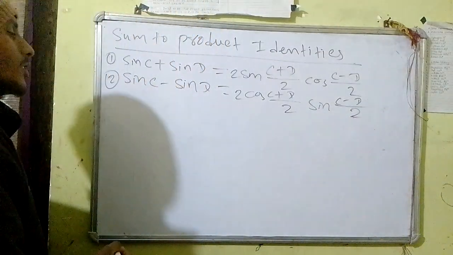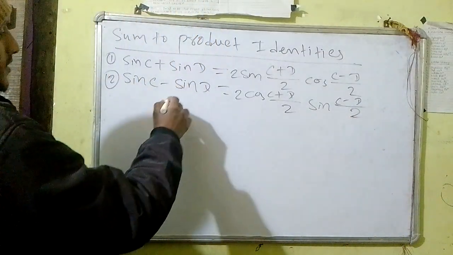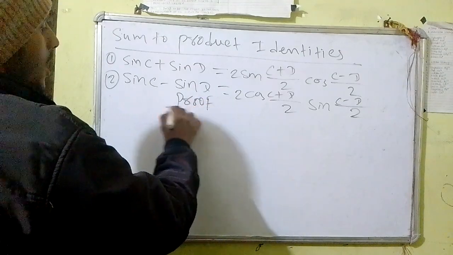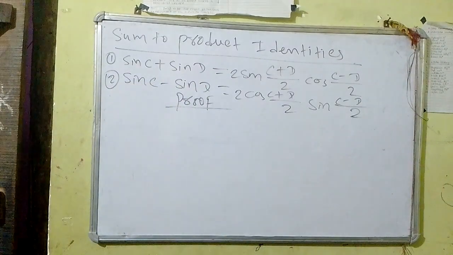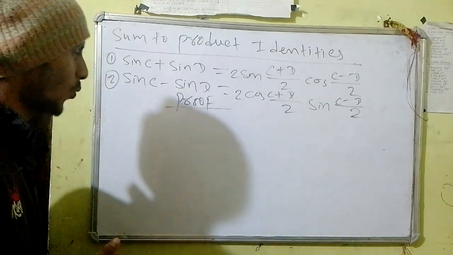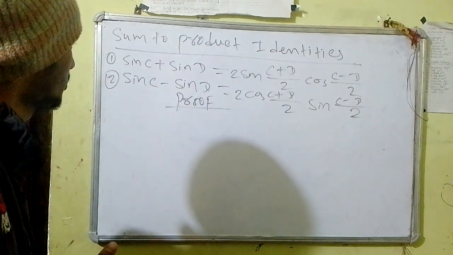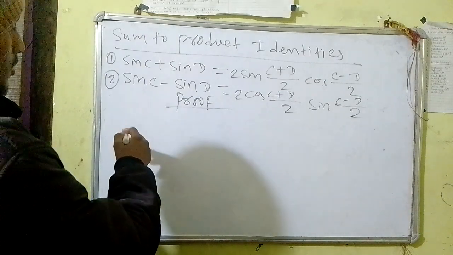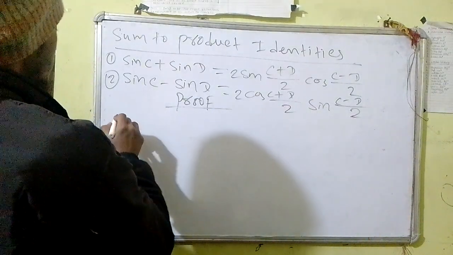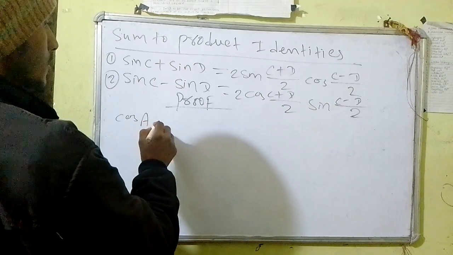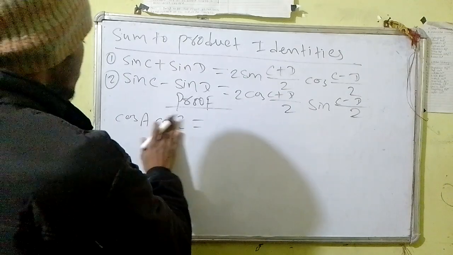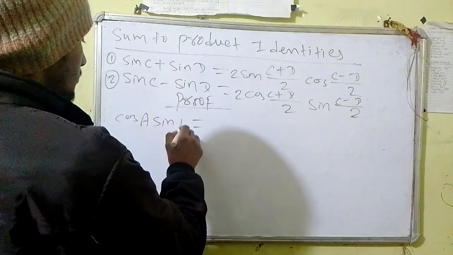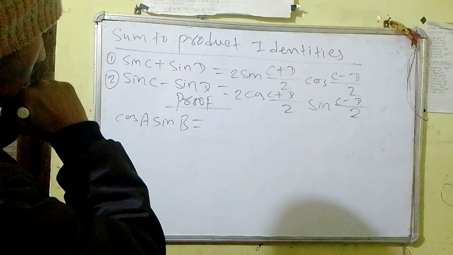How do I prove it? I want you to prove it. As long as I do it here, you do it in your notes. The first thing is that we have to figure out which product to sum identity is related to this. Here we can see cosine and sine appearing, so it is related to cosine A, sine B. I'm sorry, it should be sine B.